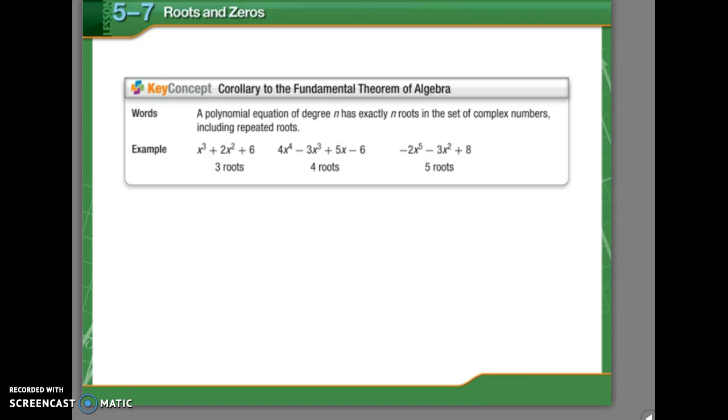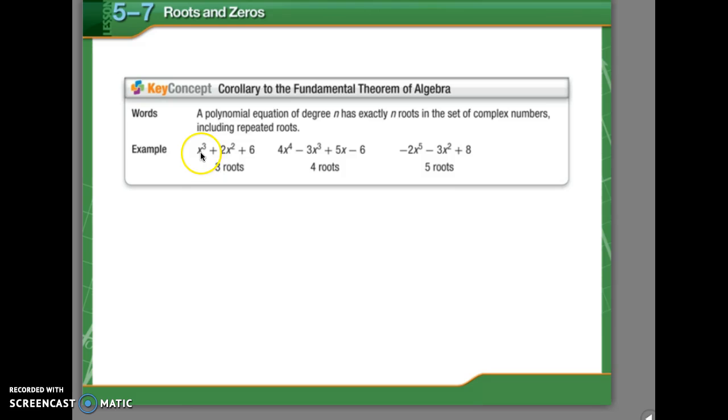All right, this is a corollary to the fundamental theorem of algebra. A corollary just means once you know the fundamental theorem of algebra is true, here's another concept that's true, and it's true because we know the fundamental theorem of algebra is already true. It's like a sub-point. So this corollary here, it just says a polynomial equation of degree n has n roots.